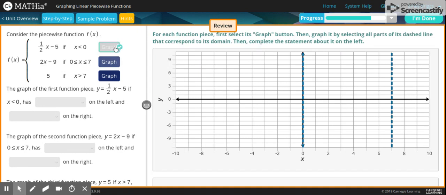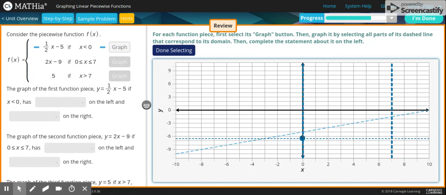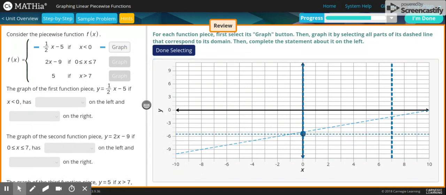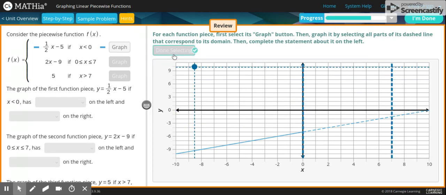So then you're ready to graph. Because it's less than 0, we know that the line is going to the left, so we just click on this point where it intersects because this is the 0. And then it's 0 and less, it's not anything up here, so then you're done selecting.